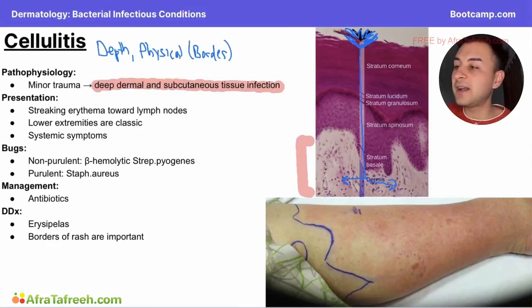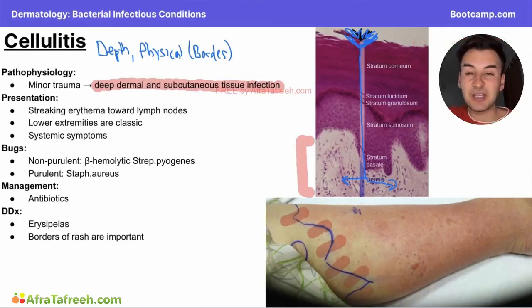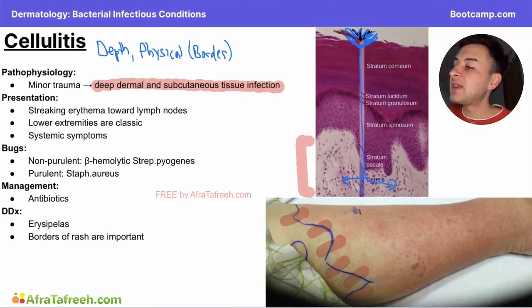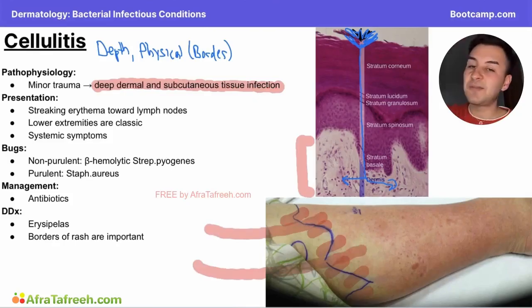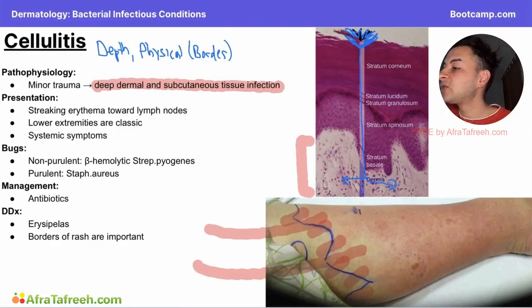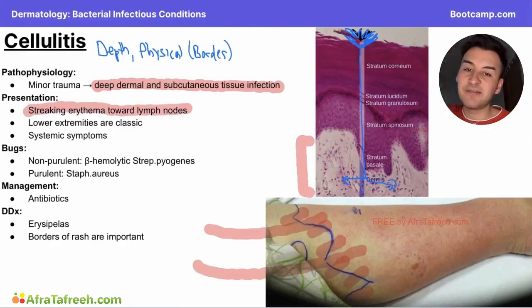But what's important here is the border is kind of diffuse. It's kind of hard to mark out where the cellulitis infection is, so much so that this astute medical student drew up with a marker to show the border of the rash to see if there was any progression. Additionally, this can be characterized by streaking. If you see individualized lines of erythema going up towards the lymph node, that's highly characteristic of cellulitis. So I'm going to put here that we have streaking of erythema, and then we also have poorly defined borders.